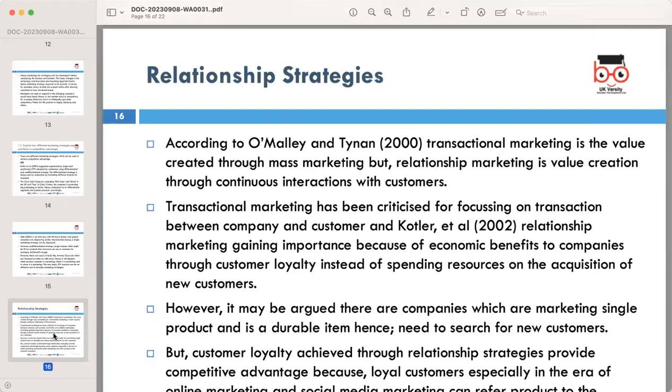Relationship strategies. Now we will talk about the concept of relationship marketing and its significance in today's business landscape. Transactional marketing focuses on one-off transactions between the company and the customers, often through mass marketing efforts. In contrast, relationship marketing places emphasis on continuous interactions with customers. Kotler in 2002 argued that relationship marketing has gained importance due to the economic benefits it offers. Building strong customer relationships and fostering loyalty can be more cost-effective than constantly acquiring new customers.